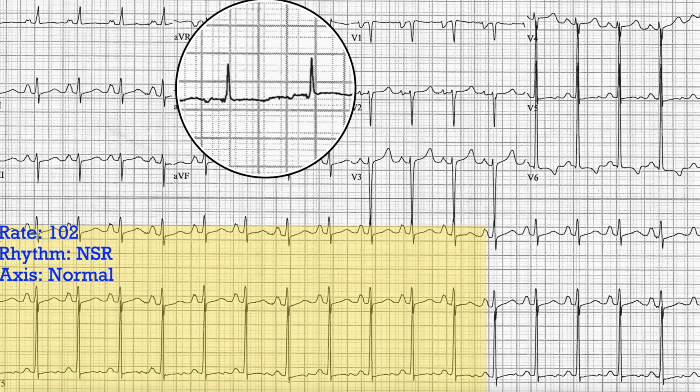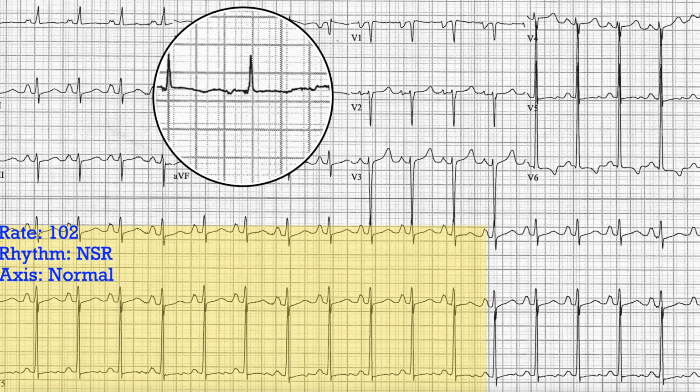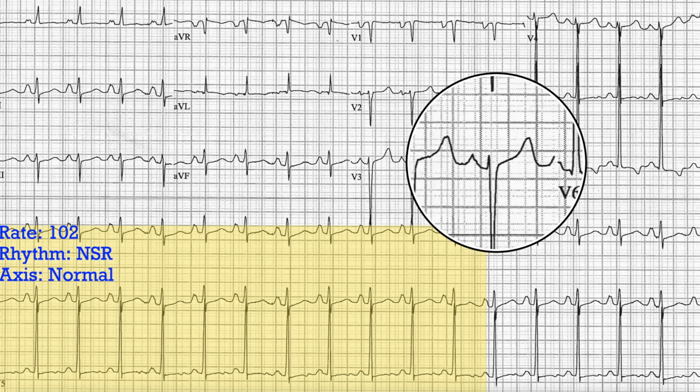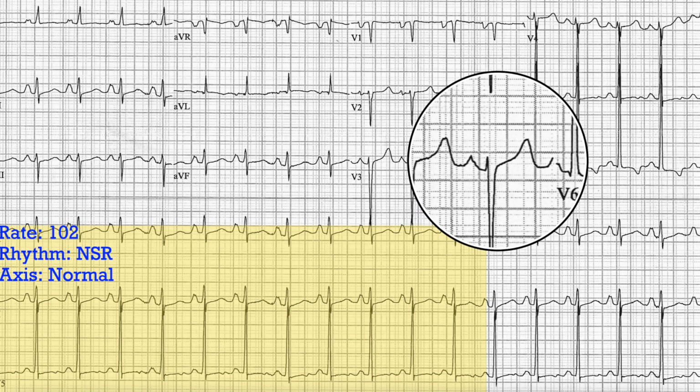Maybe we can go over to this one. It looks like it is well under 3 little boxes, and we can confirm that in another lead here too. Looks like 2 little boxes gets it done. All right, so the QRS complex interval is okay, and I'll just include these all together.